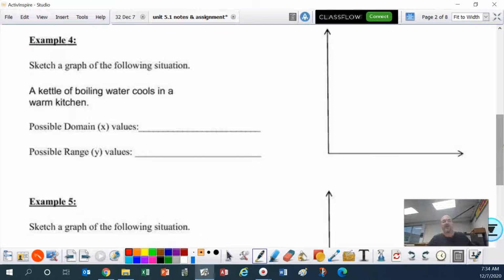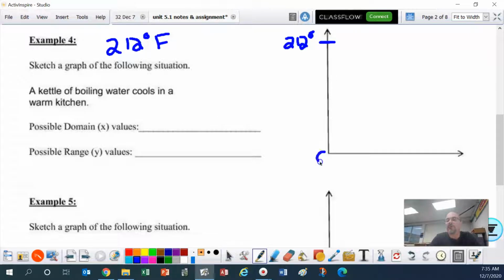Sketching a graph of the following. Okay, so here we're gonna have to think about the graph. So this is the situation. We've got a kettle of boiling water cools in a warm kitchen. Okay, well, folks, boiling water is 212 degrees Fahrenheit. Okay, if we were in class, I'd have you look that up. So 212 degrees Fahrenheit.